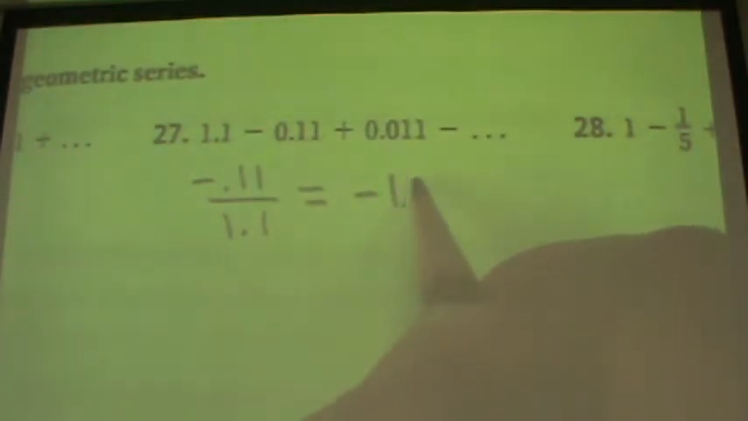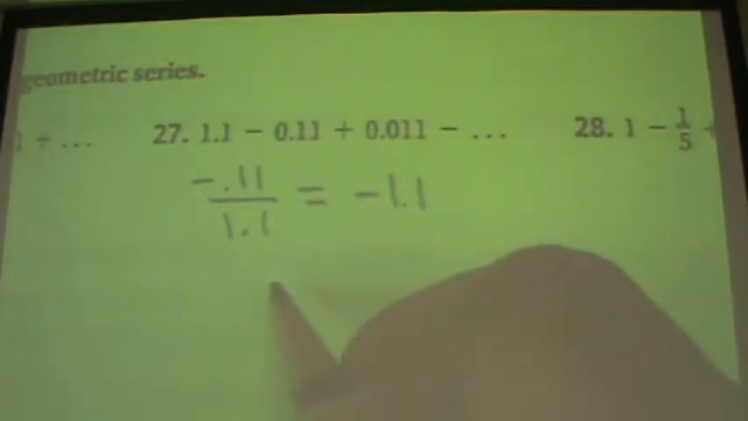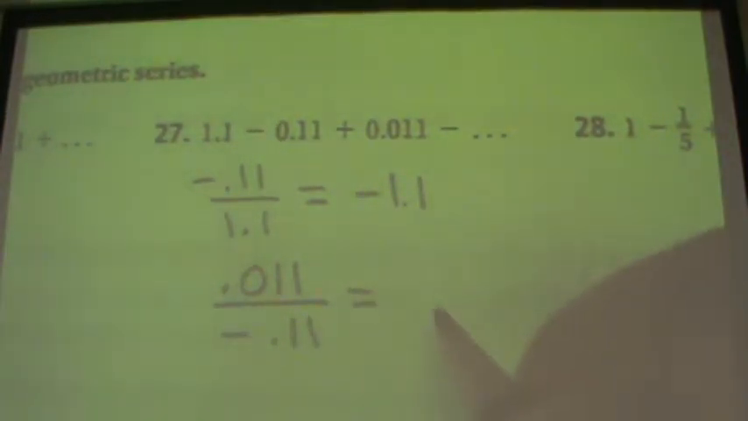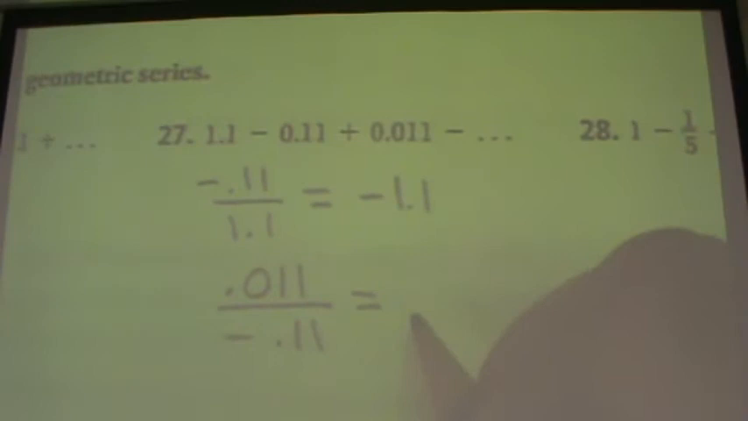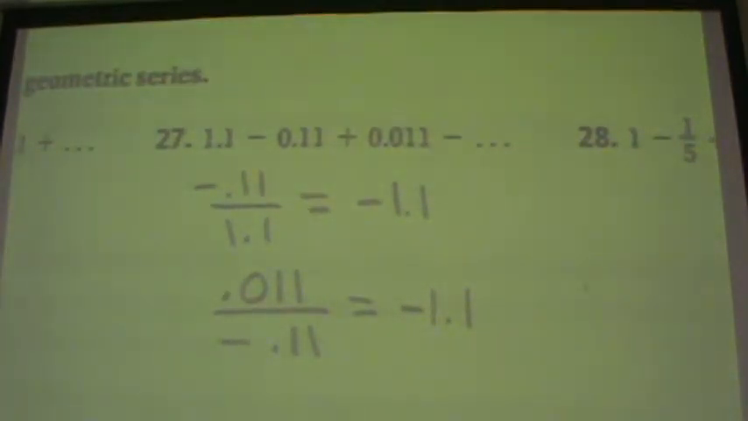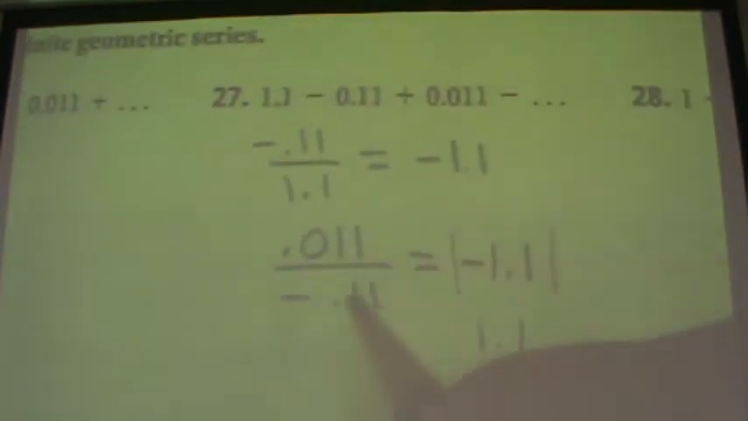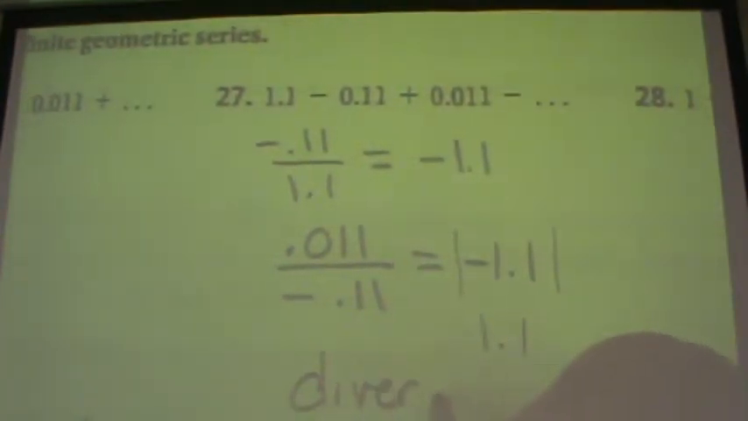Negative 1.1. And let's double check. Let's take the third term and divide it by the second term. What do you get? Negative 1.1. So what is this one? And so can you do this one? What's the absolute value of this R value? It's 1.1. It's bigger than 1. So this one we say it diverges.